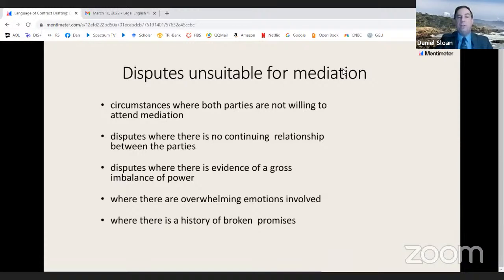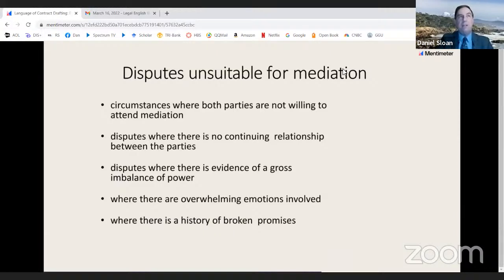Disputes where there is no continuing relationship between the parties may not be suitable. Disputes where there is evidence of gross imbalance of power, and that can happen where we have parties. An example of that might be in some domestic disputes, where one spouse holds a very substantial job and has a very high income and one does not. That may not be the best situation to give equity to both sides fairly.